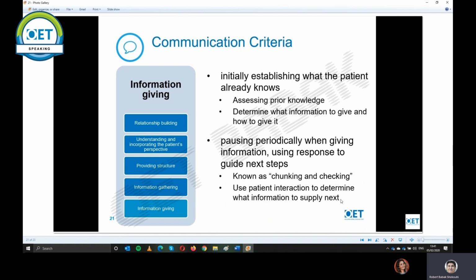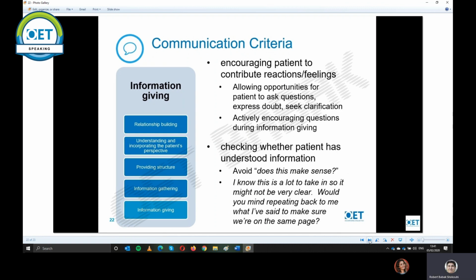So if the patient says, no, actually, I don't understand why you're saying that, then you need to give more information about the previous matter. Okay? Encourage the patient to contribute with reactions and feelings. The patient might say, well, how do I know it's not my heart? You're saying this is chest wall pain, but how do I know? Can you clarify that?